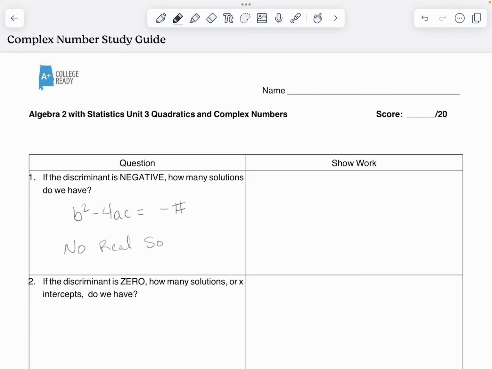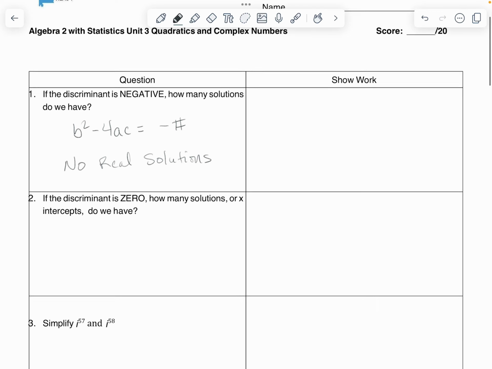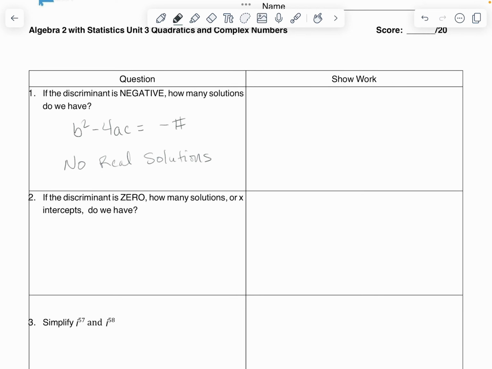So we say this has no real solutions. Okay. Number 2, if the discriminant is 0, how many solutions do we have? If b squared minus 4ac equals 0, that means in the quadratic formula you're taking the square root of 0, which is just 0. 0 is not positive, it's not negative. So we only have one solution here.